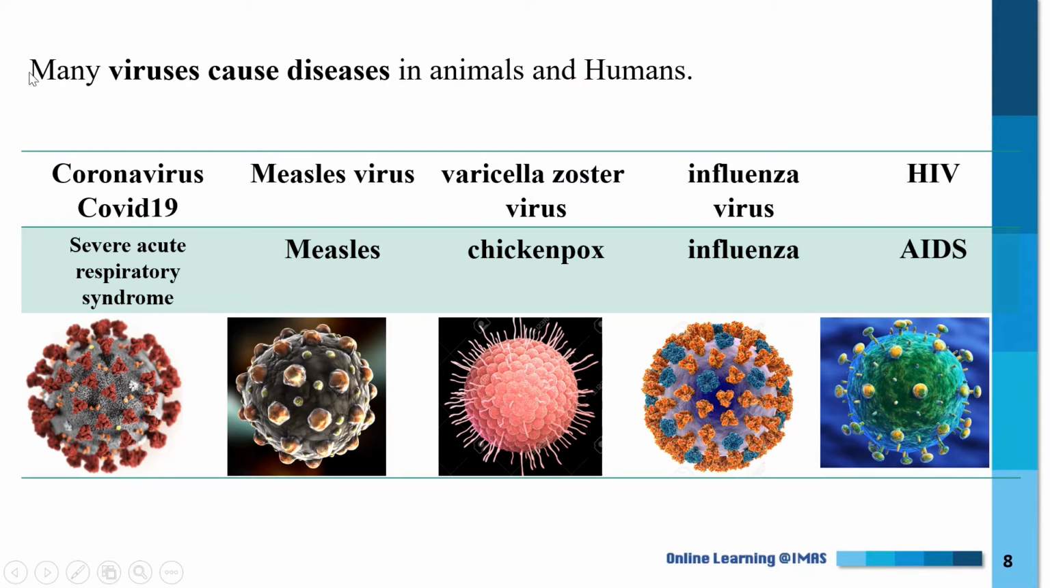Some examples of viruses which can affect animals and humans. You have the most famous virus now, the coronavirus, COVID-19. This one is called severe acute respiratory syndrome. You have measles virus, measles. This one we already have vaccination against.